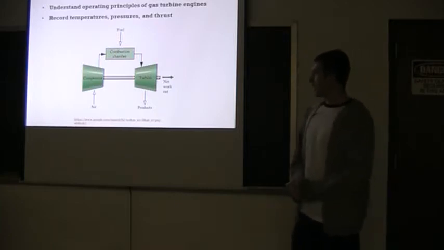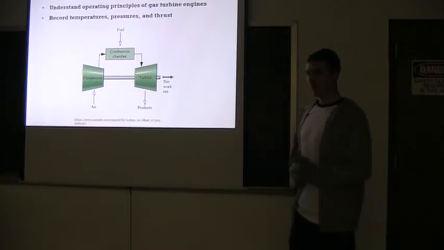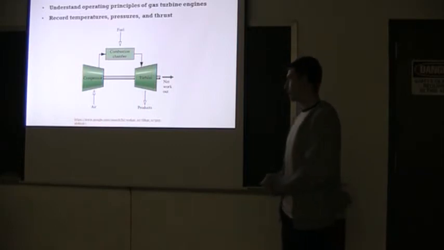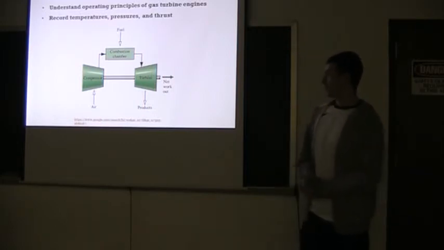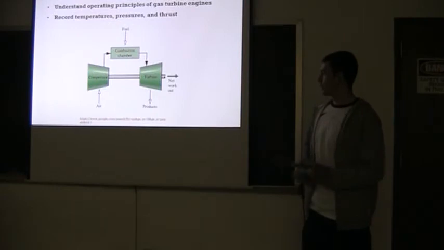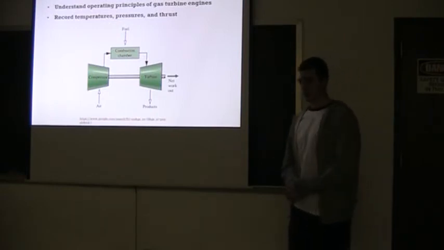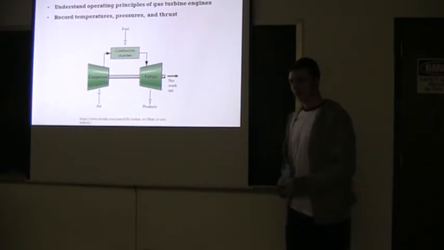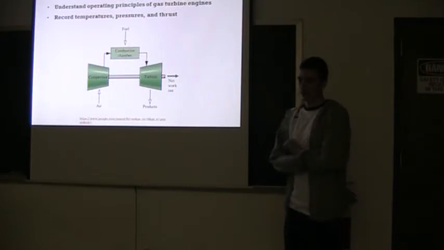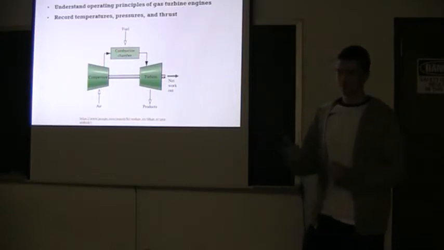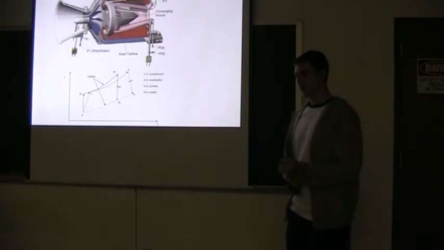Calculations. This is the open Brayton cycle, which shows how the gas turbine works. It has a combustion chamber and a turbine connected to the compressor on the same shaft, and also a nozzle. This is a picture of the experiment we actually did.